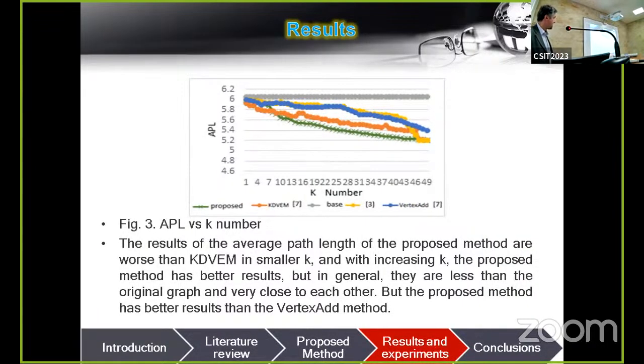In this figure, you can see APL, that is average path length. The results show that the proposed method is worse than KDVM at a smaller K. But as K increases, the proposed method gives a better result.